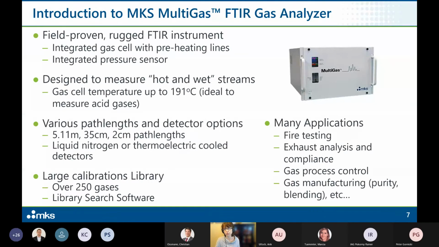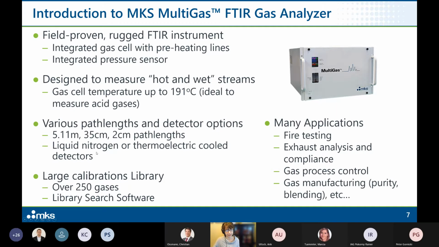So a brief introduction to our analyzer that I'm sure many of you know. It is field-proven, rugged, and includes preheated lines and an integrated pressure sensor, and it's designed to measure hot and wet streams, which is particularly suited for fire conditions. We measure many acid gases like HF, HCl, HBr, or HCN. These are the ones that can potentially be produced.